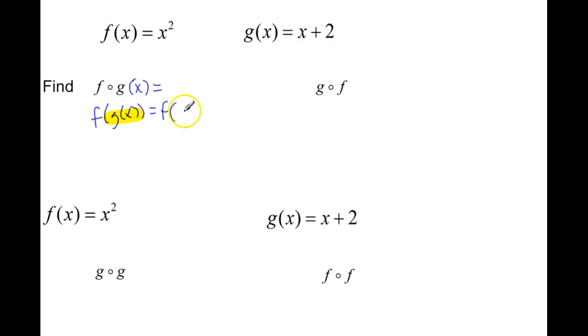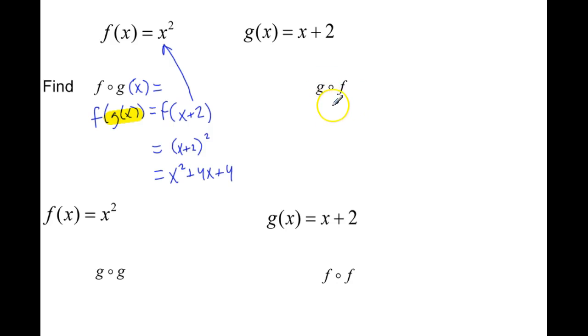g of x is x plus 2. And now we're just going to take that and plug it in everywhere there was an x in the f function. So this will be, instead of x squared, it'll be x plus 2 squared. And when you square that, you will need to multiply this out. So you get x squared, when you FOIL that, x squared plus 4x plus 4.